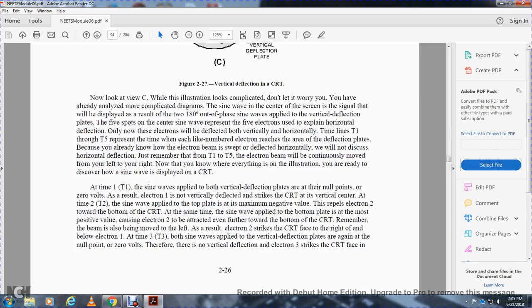Because you already know how the electron beam is swept horizontally by the deflection plates, we'll now discuss the vertical deflection. Remember the time intervals 1 through 5. The electron beam will continuously move from left to right.